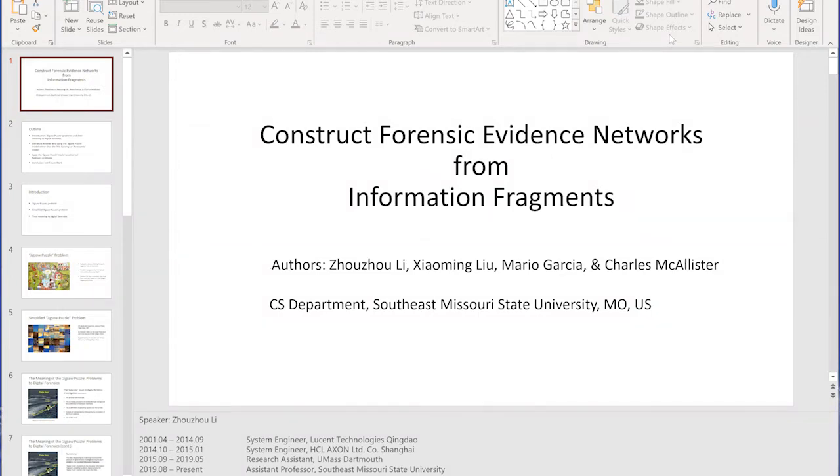Currently, I'm an assistant professor of Southeast Missouri State University. Today, I present our new paper, Construct Forensic Evidence Networks from Information Fragments. All the authors are associated with the CS Department of Southeast Missouri State University.